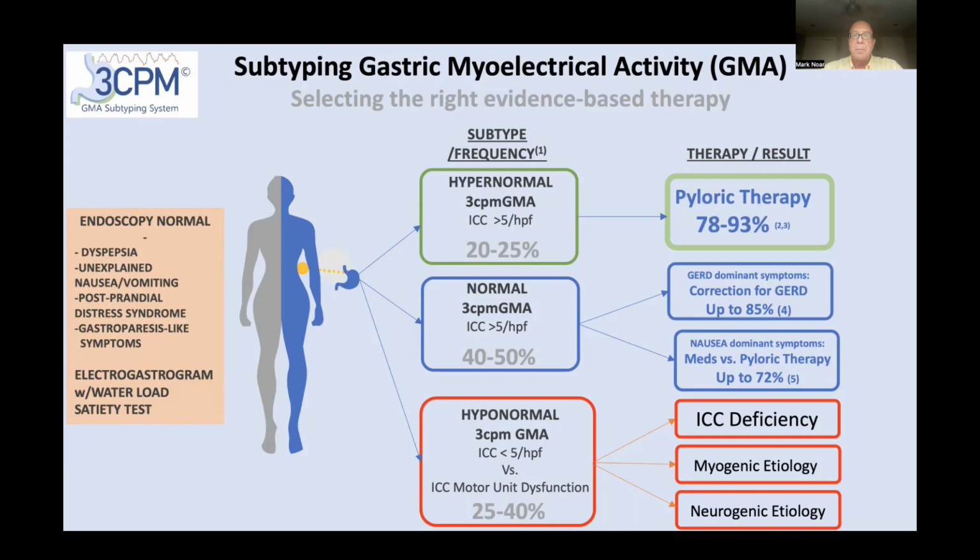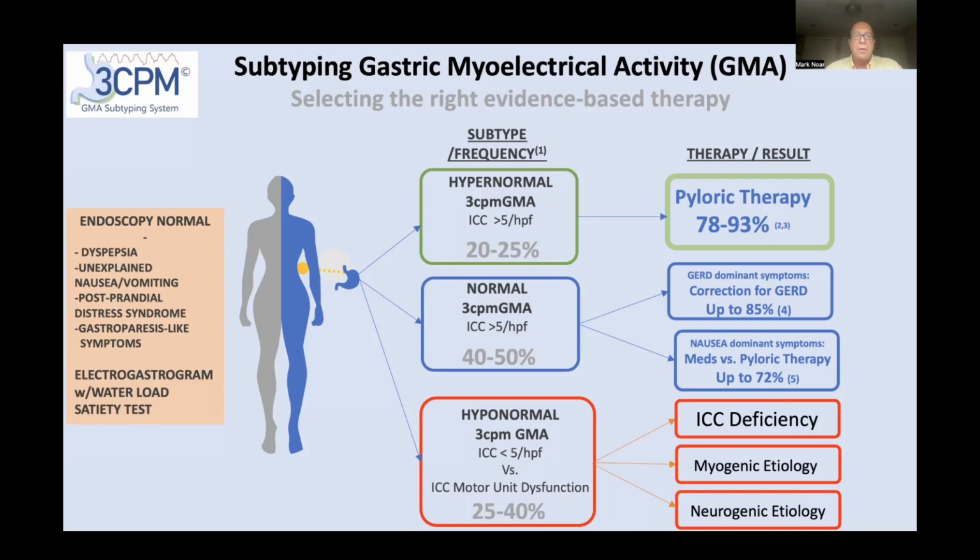These patients respond to pyloric therapy, either surgically at about 78%, or using balloon dilation therapy with a 20 millimeter TTS balloon. And usually there's a permanent response at 93%.